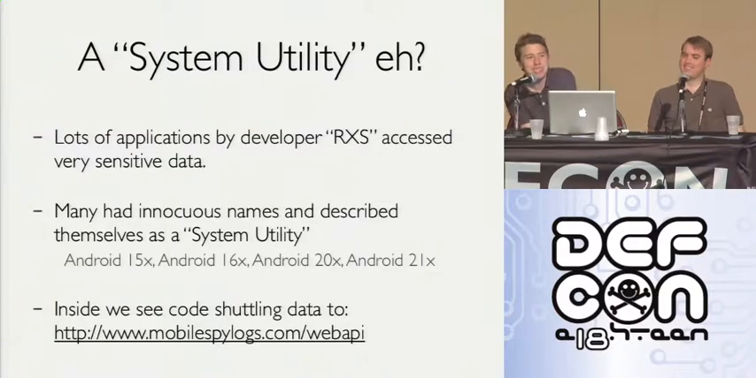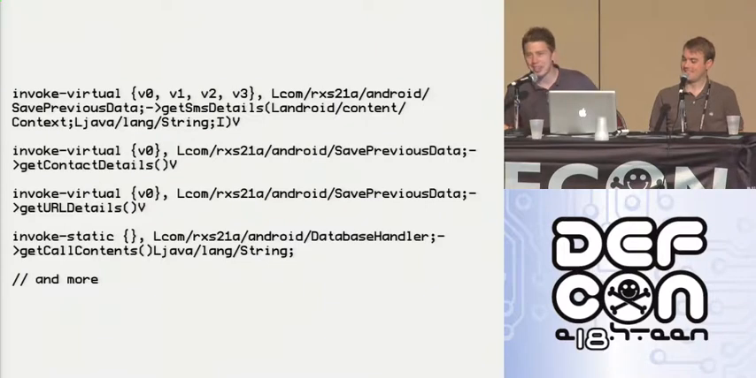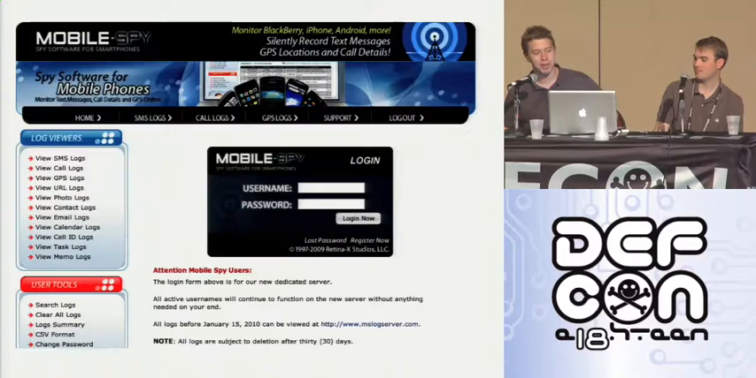I don't know about you, whenever I see anything going to that URL, I get a little scared. So, okay, we dug in. Here's our friend Box Molly. What happened? Get SMS details, get contact details, get URL details, get call contacts. Now, that's a lot of data. Oh, what else is happening? Oh, this is mobilespylogs.com. It's a well-known purveyor of mobile espionage applications.